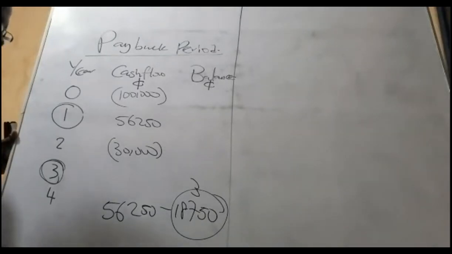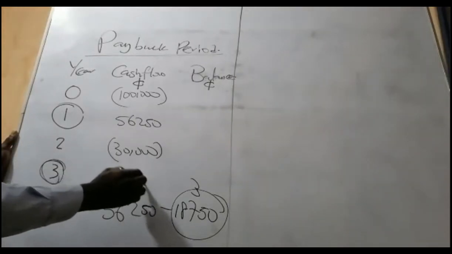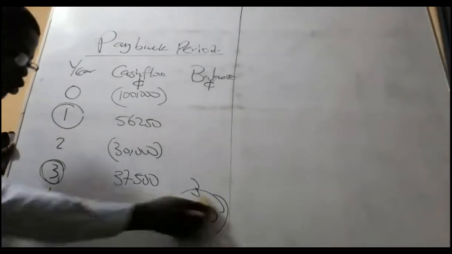Good. So what will be the answer? 56,250 less 18,750. If your answer is in, you can share it with me. That's 37,500. So that means year 3, the cash will be 37,500. That is the year 3 cash flow. Let's go and pick the year 4 cash flow.